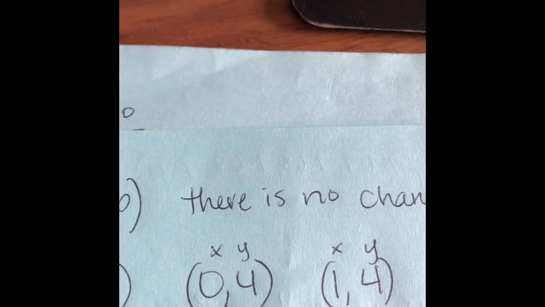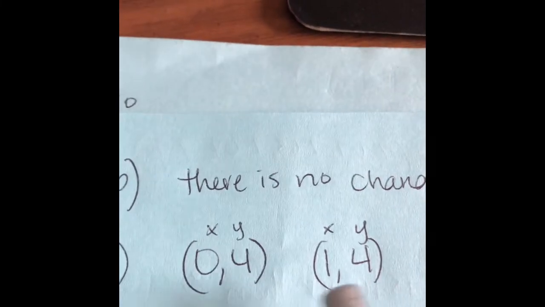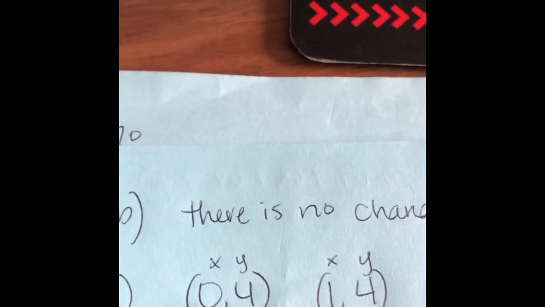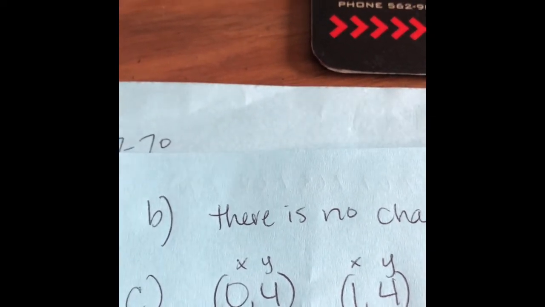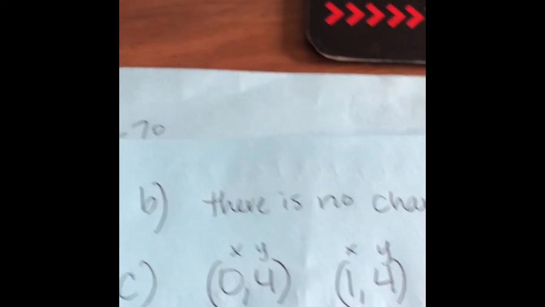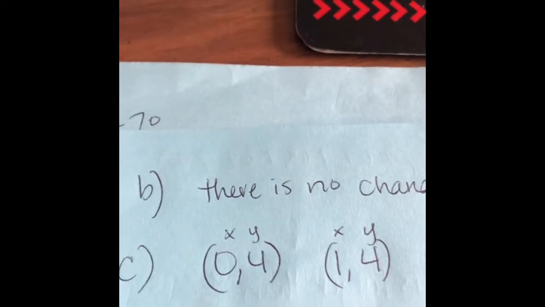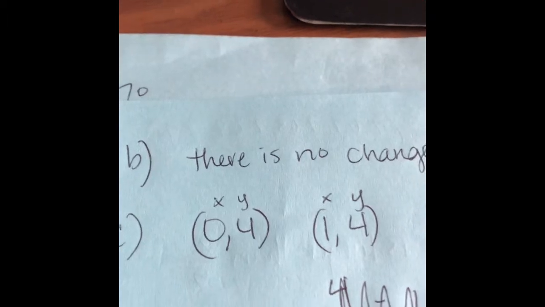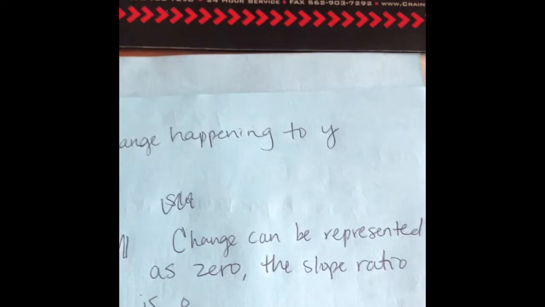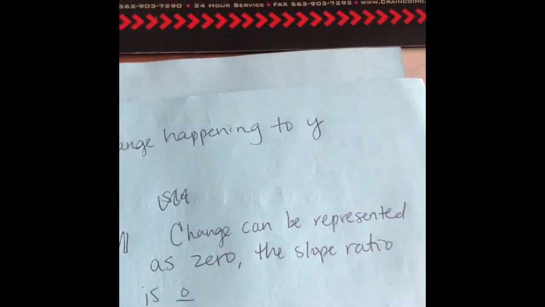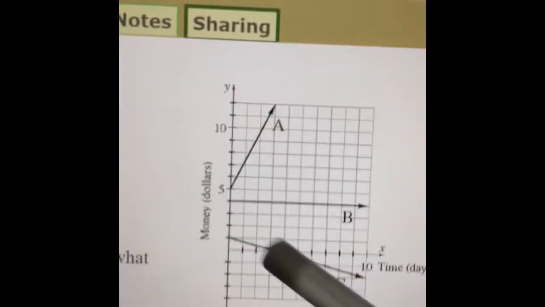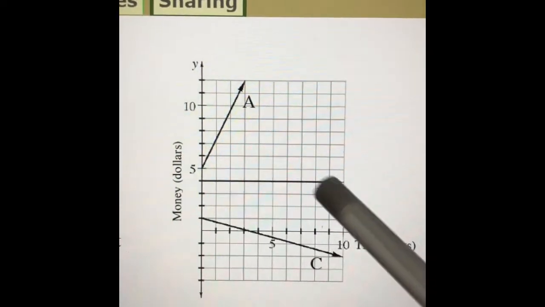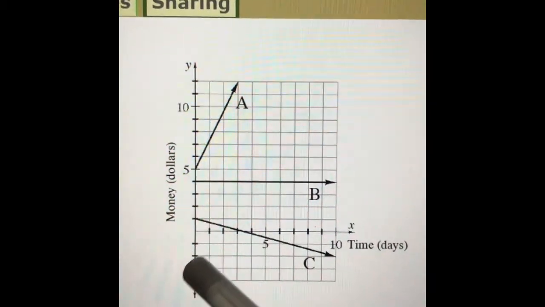And the change in the y, you'll notice that there is no change in the y. So if there's no change, you represent that as 0. And then the 4 is the y-intercept, so that would be on the bottom. So I put the change can be represented as 0. The slope ratio is 0 over 4. So there's 0 change in the y, and the x is at 4.